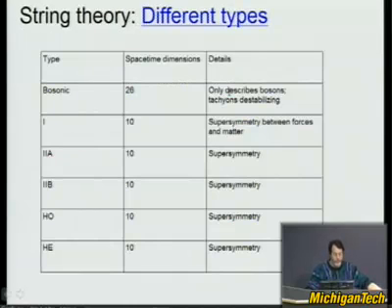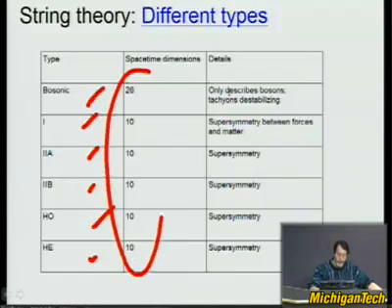For a while, there appeared to be many different types of string theories, and people worked on them separately. Some people believed that they might be connected, and they were shown to be connected, and now there's bosonic, type 1, 2A, 2B, HO, HE. So these are the number of spatial dimensions, as many as 26, as few as 10.